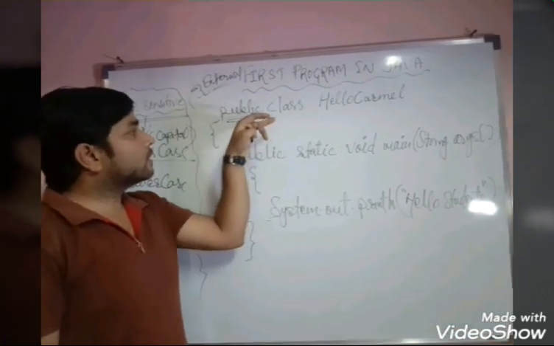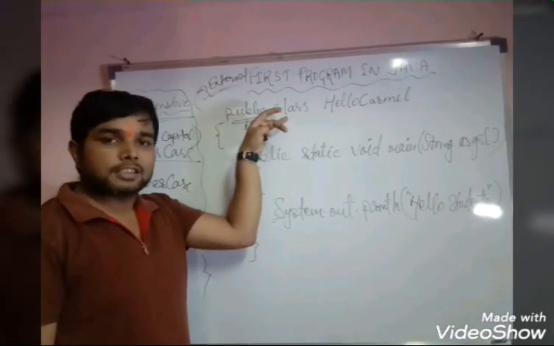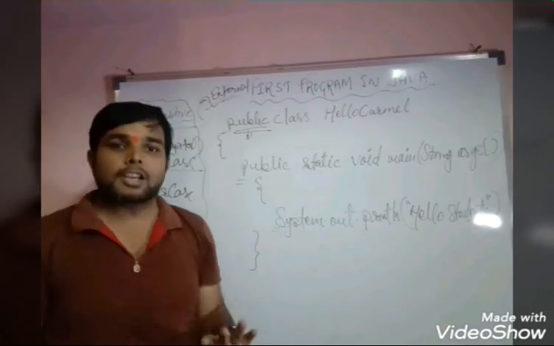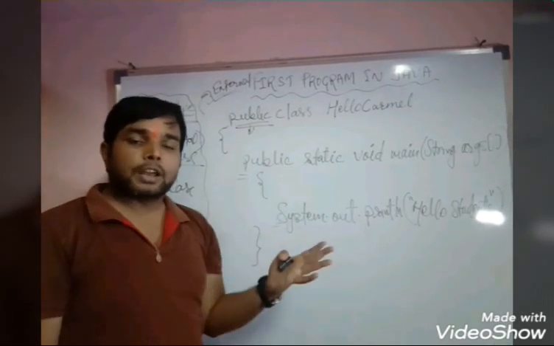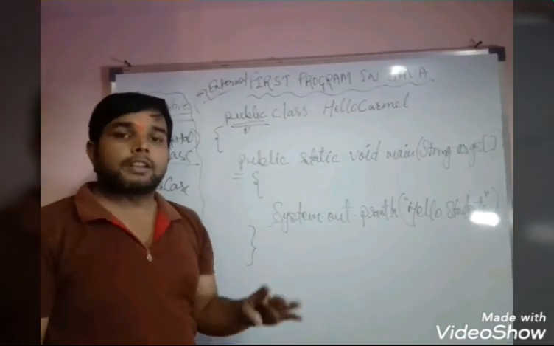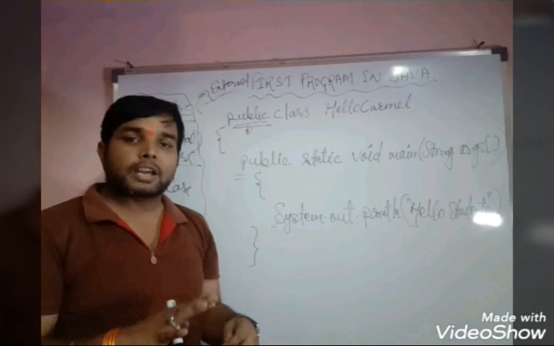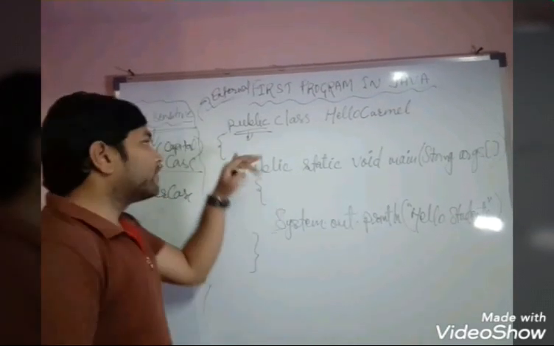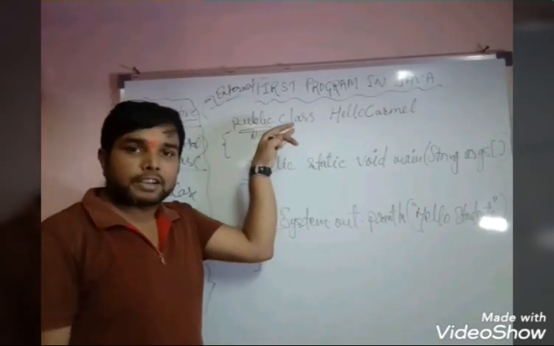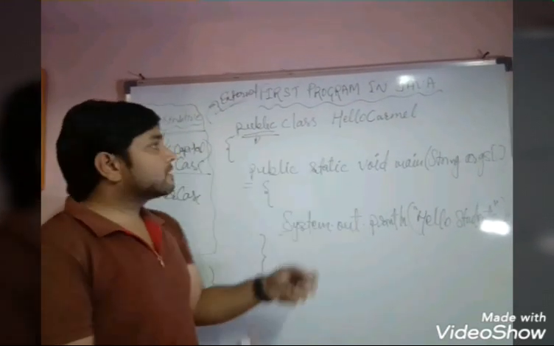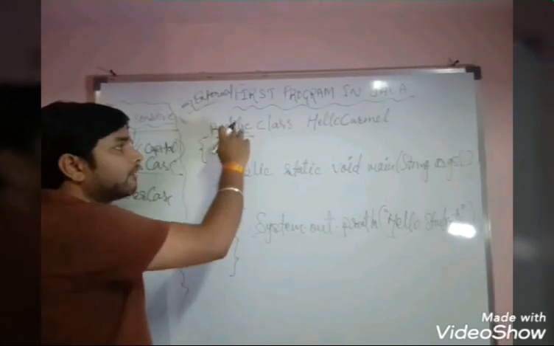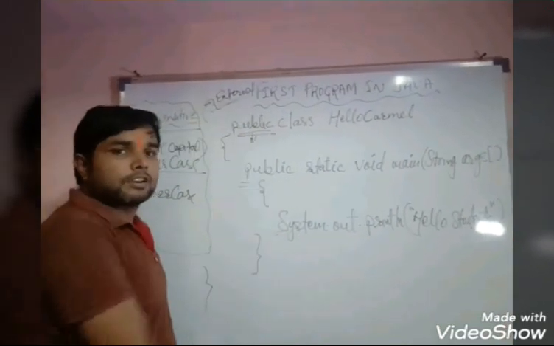So just know the types of access specifier. Mainly there are three types of access specifier: first is public, second is private, third is protected. But in Java there are mainly four types of access specifier: first is public, second is private, third is protected, and fourth is default. Default means you don't have to write any access specifier here.